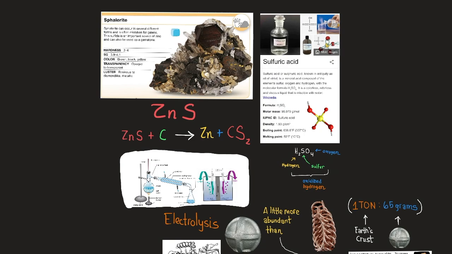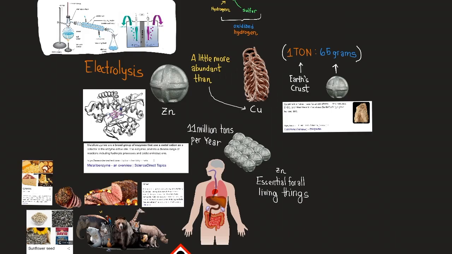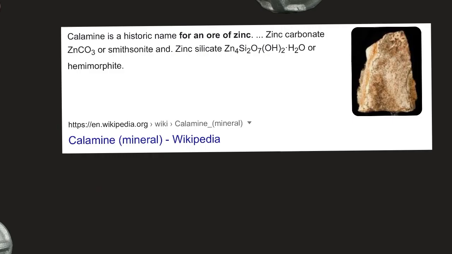Commercially, zinc is obtained from its ores by concentrating and roasting the ore and then reducing it to zinc by heating with carbon or by electrolysis. World production is more than 11 million tons a year. Here we have calamine. It's a historic name for an ore of zinc: zinc carbonate, or ZnCO3, or smithsonite; and zinc silicate, Zn4Si2O7(OH)2, and water, or hemimorphite.